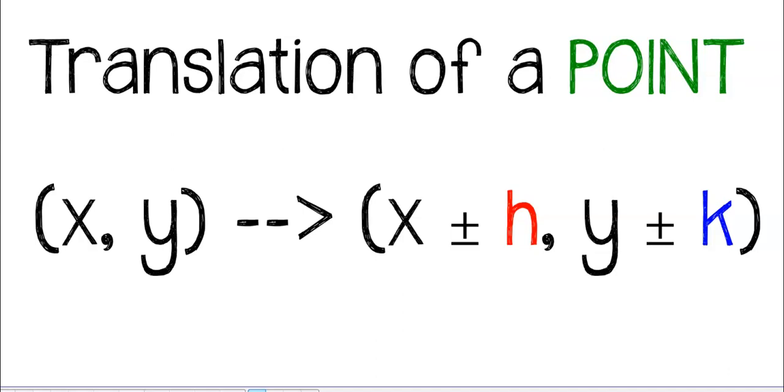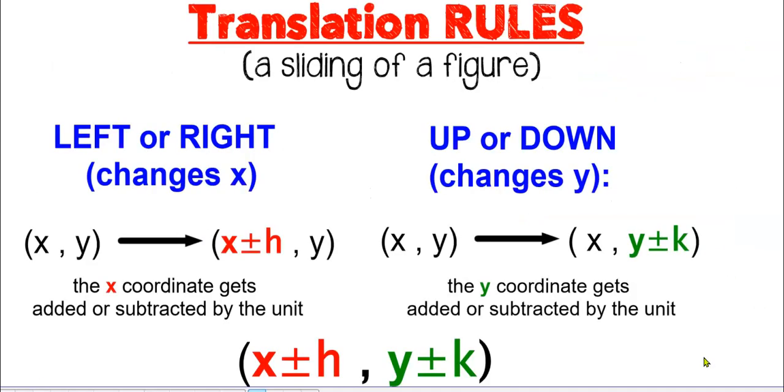In this tutorial, you will learn how to translate coordinate points by using a mapping notation. The first thing that you need to know is that a translation is a sliding of a figure either left or right, up or down, or one of each. When you slide left or right, you're moving along the x-axis, so that means it changes the x-coordinate.